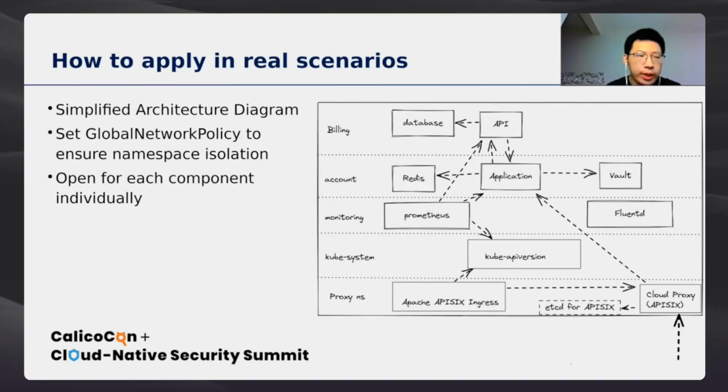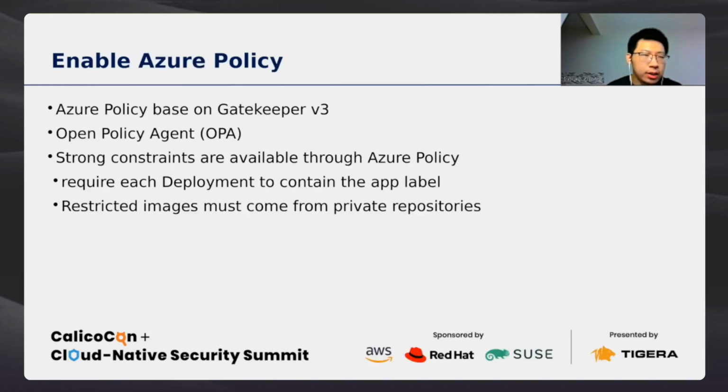How to apply it? We use namespaces to isolate business, and you can directly use the global network policy to ensure each namespace is isolated, and then deploy its network policy and the applications. When deploying each service, ensure there is a relationship between the network policy and the applications to avoid security gaps in the cluster. And we can enable Azure policy. Additionally, we use Azure policy to automate some policy checks.